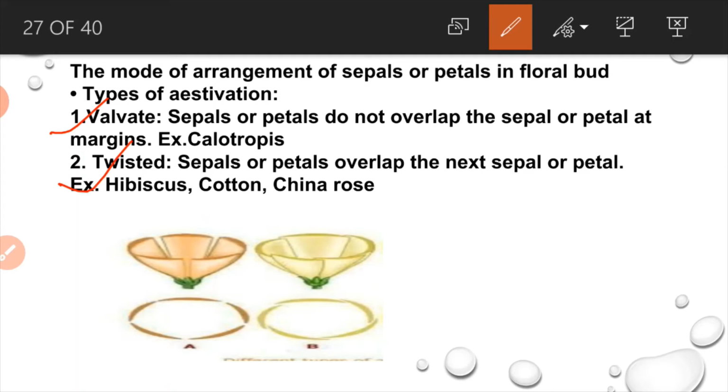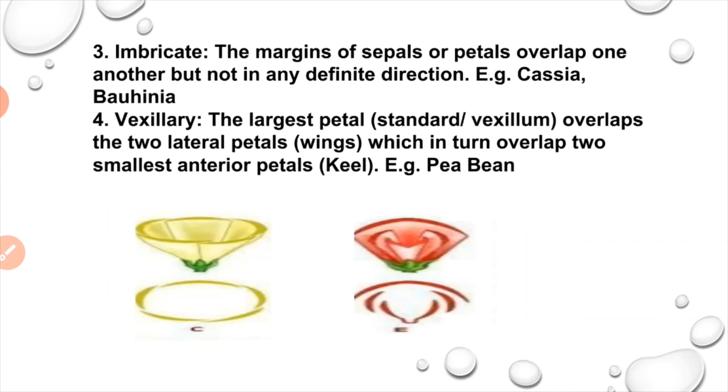Second type is twisted. Here sepals or petals overlap the next sepal or petal. If we take the example of petals, one margin of the petal will overlap the adjacent petal lobe, and the other margin is overlapped by the adjacent petal, for example in Nerium and China rose. In case of imbricate, the margins of the sepals or petals overlap one another but not in any definite direction. So it is an irregular type and no pattern is seen here, for example in Cassia or Gulmohar.